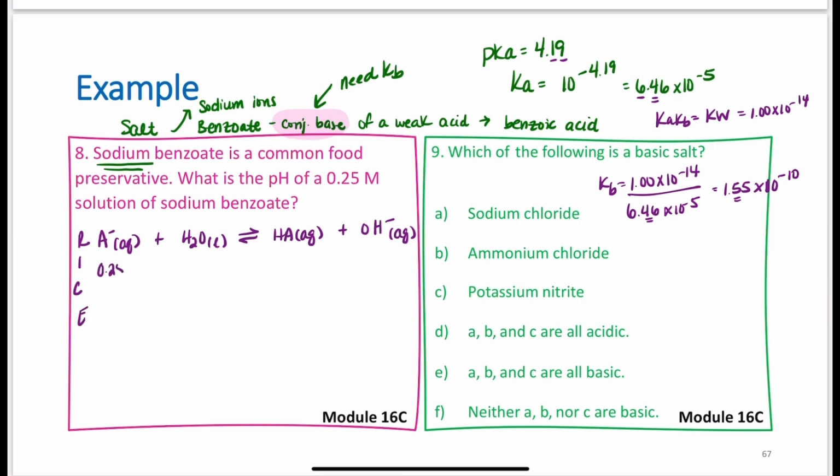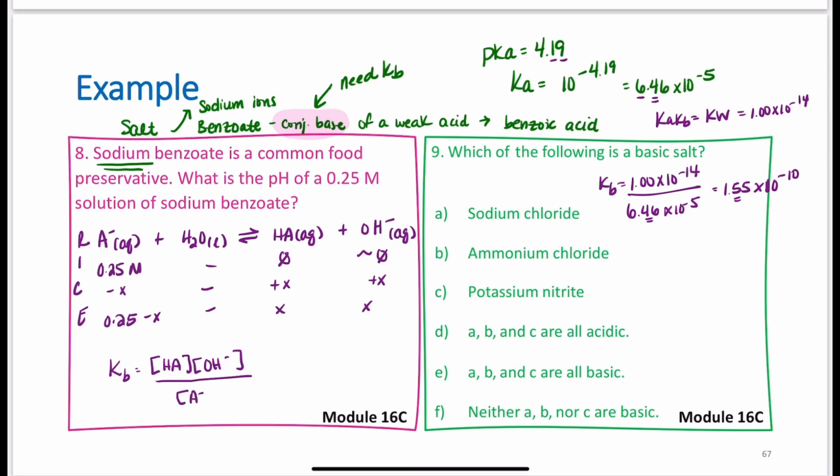Set up your RICE chart. You start off with a 0.25 molar solution. Water doesn't factor in. We have no HA to start, and we have approximately no hydroxide. Again, approximately, because really we have 10 to the minus 7 molar present just from water. Plus x, x, and x. When I set up my K expression here, I'm actually setting up Kb. Again, I know it's b because the species is acting as a base, but also if I ever get confused, I know I've formed hydroxide, and because hydroxide is in my K expression, I better be using a Kb.